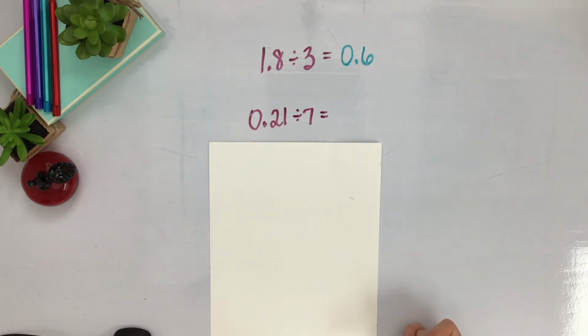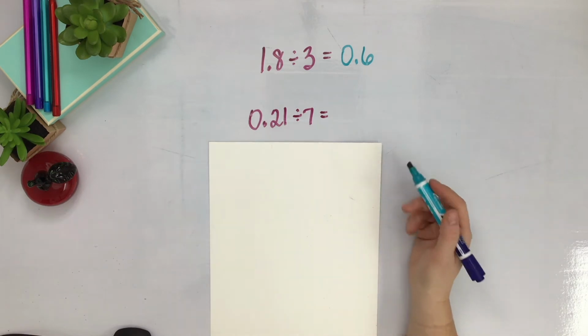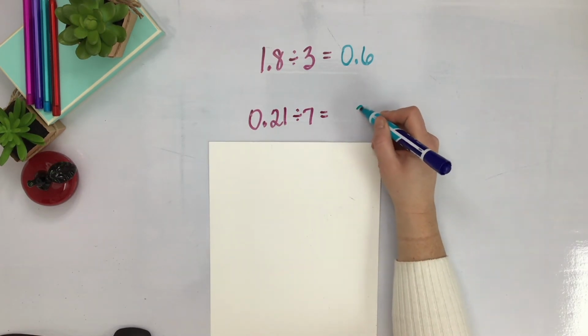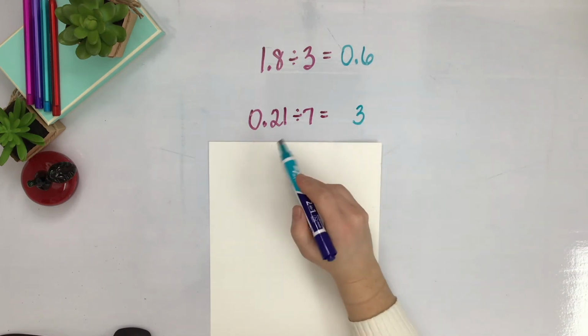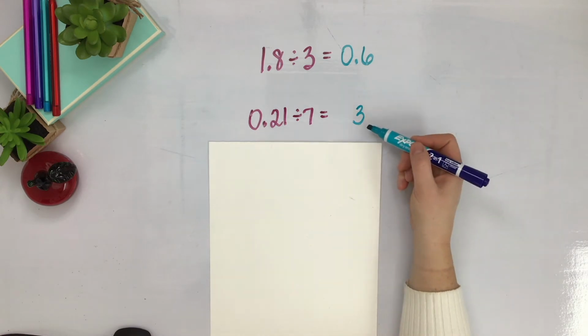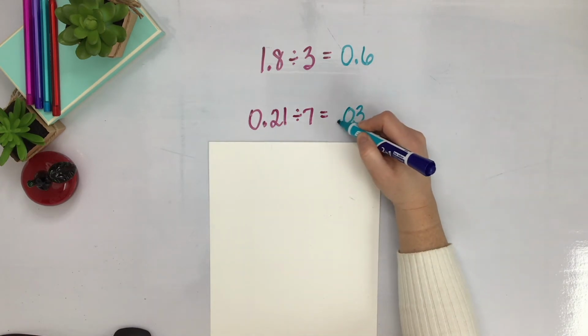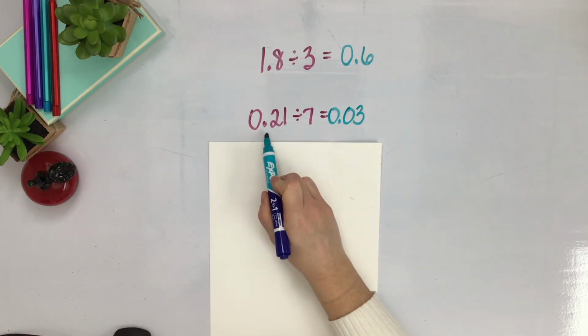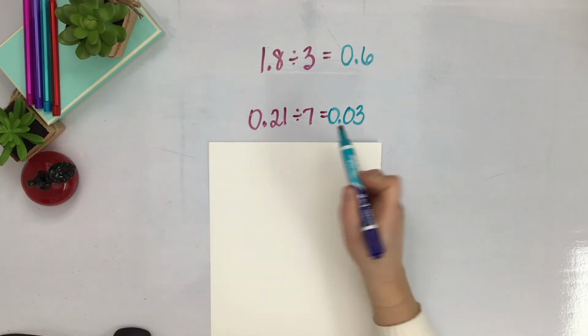Another good sharing question here, I've got 21 hundredths divided by 7. I know that 21 divided by 7 is 3. So there has to be a 3 in my answer, but this isn't 21 ones, this is 21 hundredths, so I'll have to have 3 hundredths as my answer. I'm just adjusting for the fact that I have a decimal in my question.